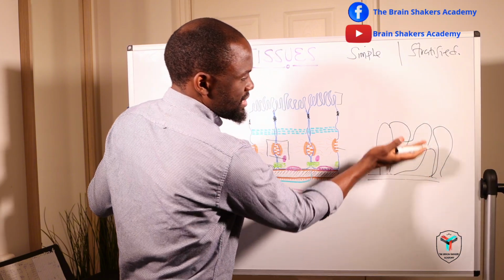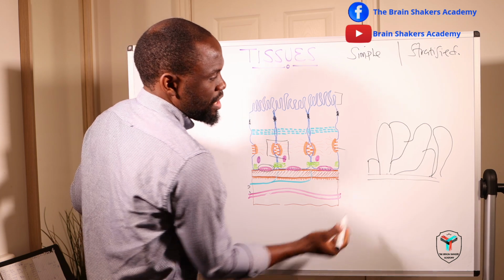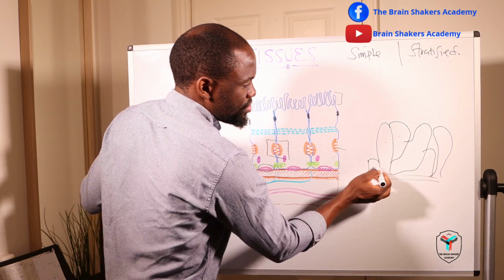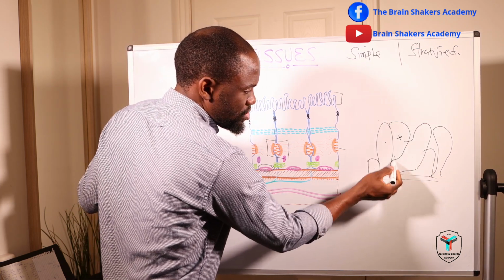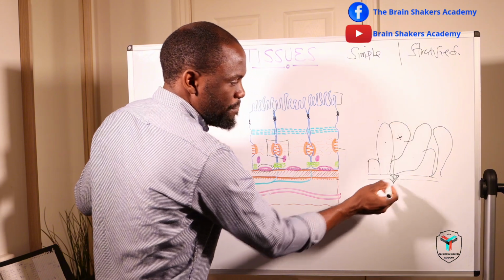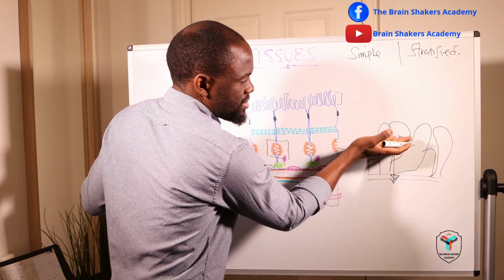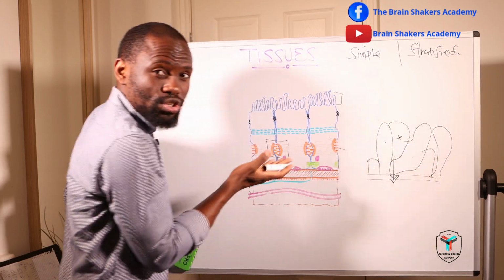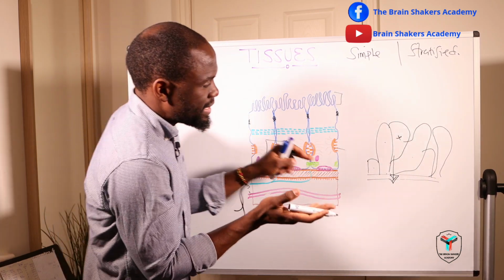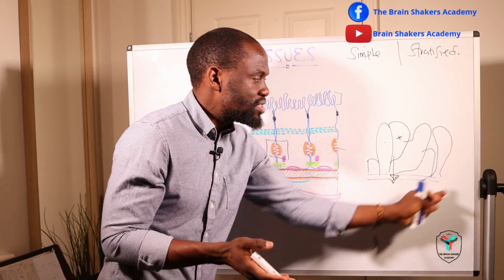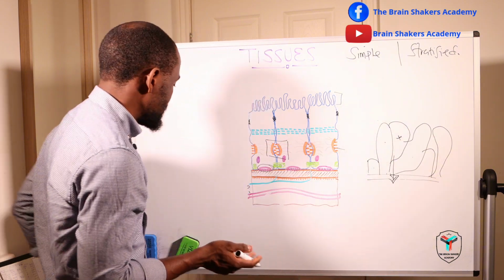So it appears as if it is placed in layers, but some of the cells here that you have, such as this cell, it does not reach the basement membrane here, and you cannot actually say that this is another layer because it is not well defined to be in layers. So this may be referred to as a pseudo-stratified layer.